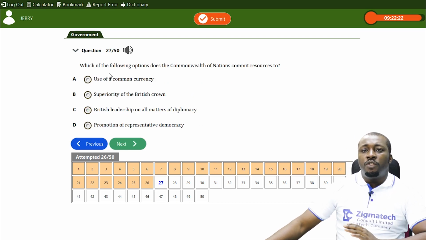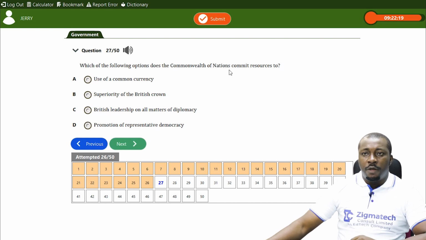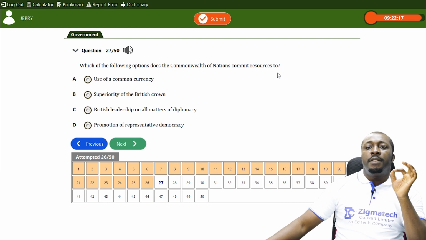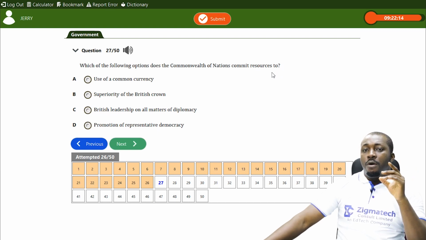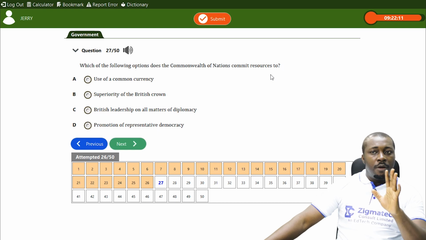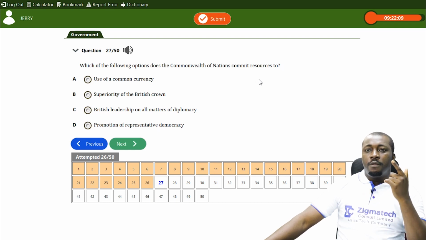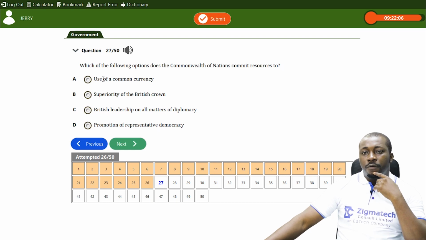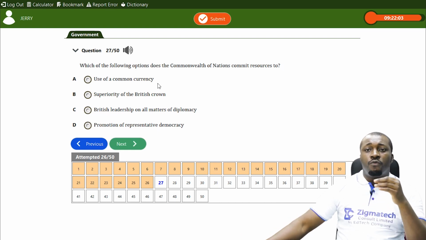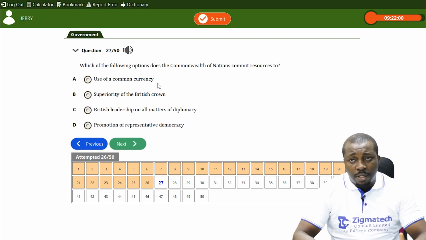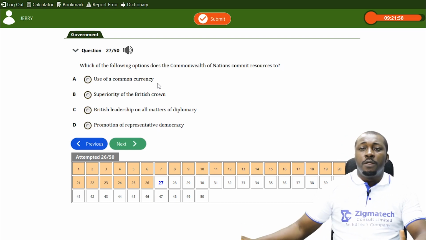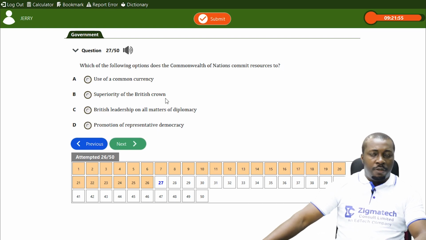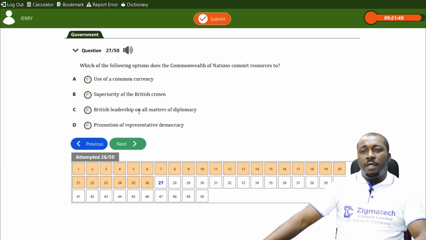Now, this question says, which of the following options does the Commonwealth of Nations commit resources to? Now, this tests your knowledge on the principles of Commonwealth. When you talk about principles of Commonwealth, use of a common currency is not what Commonwealth commits itself to. It's not among the principles of Commonwealth. Superiority of the British Crown is not among the principles of Commonwealth. C, British leadership on all matters of diplomacy is not a principle. It's not what Commonwealth is about.